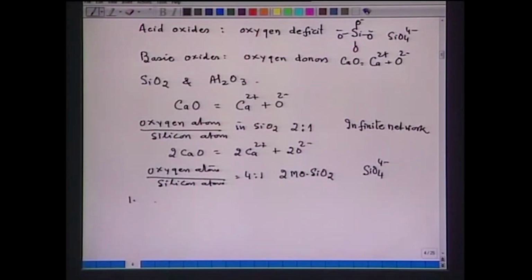So, if we want to summarize, we can say that increase in CaO decreases viscosity of slag. Increase in temperature, no doubt, also decreases viscosity of the slag.